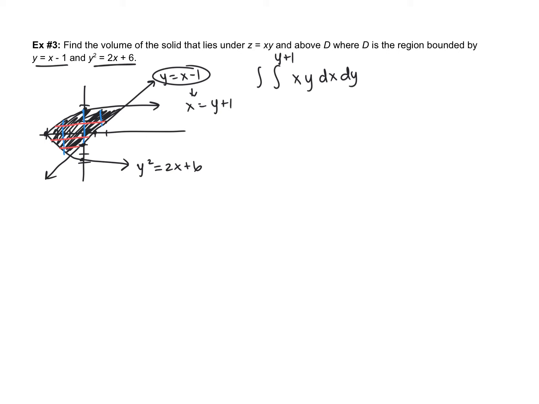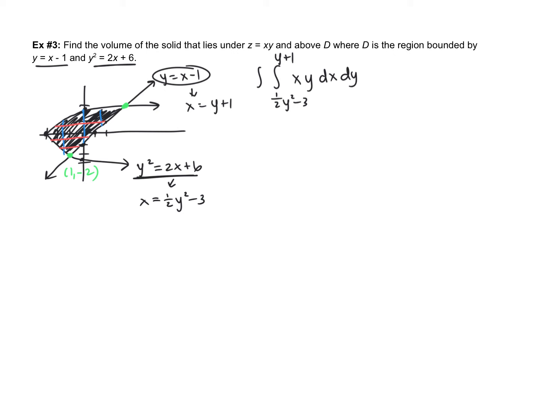And then the left side for x is this parabola, which again we need in terms of x. So if we solve for x, we get 1/2 y squared minus 3. So that'll be our lower limit. Then for y, the lowest y is this point right here. The highest one is that point right there. So maybe you drew a better picture than I did and you can clearly see what those points are. Maybe you have to solve for them. In my case, it looks like this one is (1, -2). The other one I can't tell, so I'm going to have to solve for it.